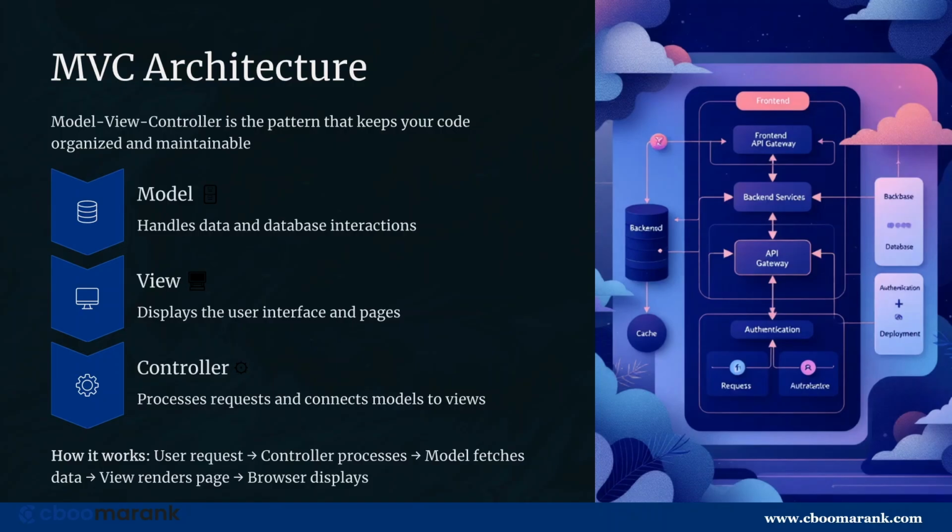Next is the controller. The controller is the main processor, or the brain, of Laravel. It processes requests and connects the model to the views. So the controller is the brain. It connects everything. It receives the request, gets data from the model, and sends it to the view. So the full flow is: user requests, then the controller processes, then the model fetches data, and the view renders the page, and finally the browser displays it.